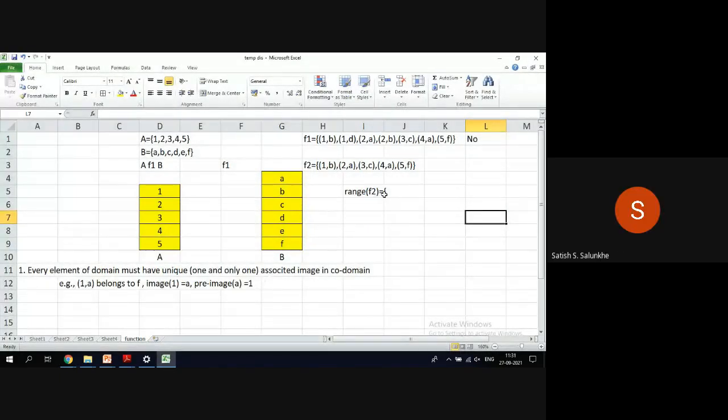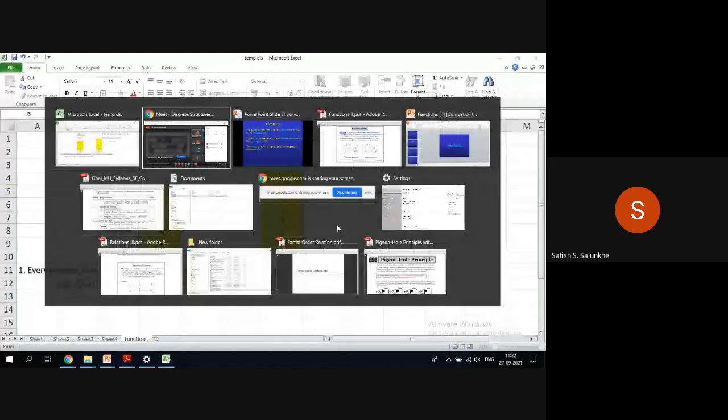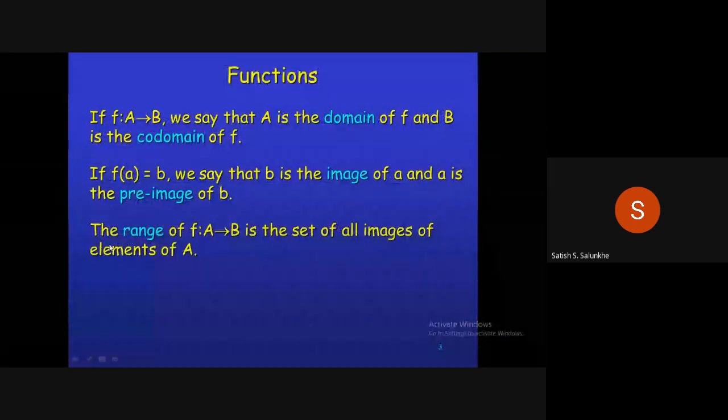So, Hussein, you need to tell me, is this a function, yes or no? Yes, sir. Now tell me, what is the range of f? 5. Hmm? 5, no? What 5? Read this out loudly. What is this? The range of f.